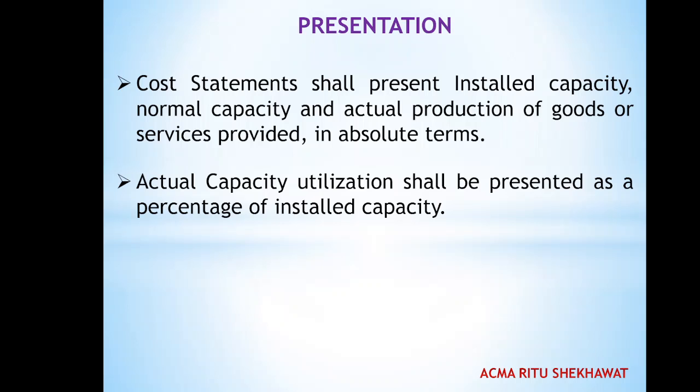If you are signing any cost statement where you have to mention installed capacity, normal capacity, actual production of goods or services, then you can take advantage of CAS for the presentation part and make the presentation on it. In presentation, if there are some enhanced or discarded capacities, you have to mention in your report, along with the man hours, machine hours in a shift, and how many shifts are going, in absolute terms. So that's installed capacity.